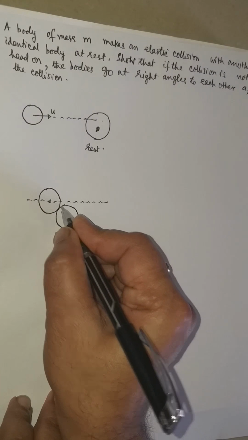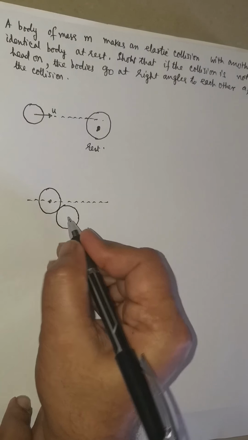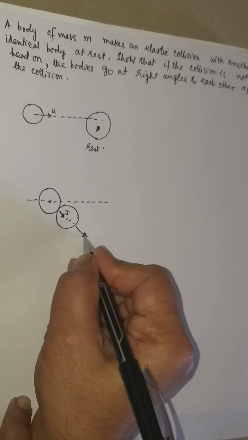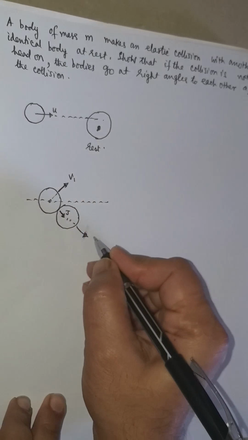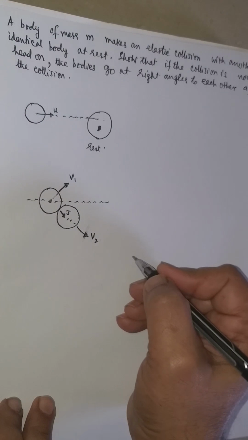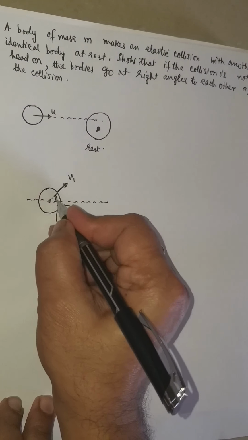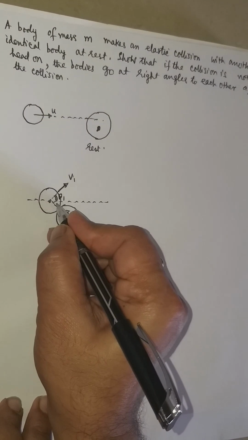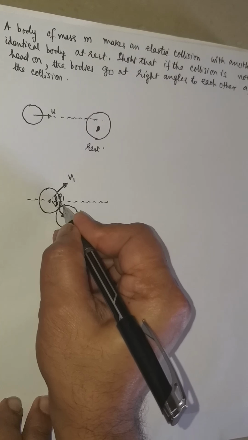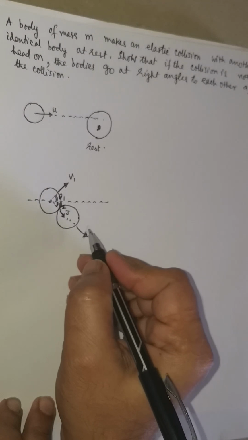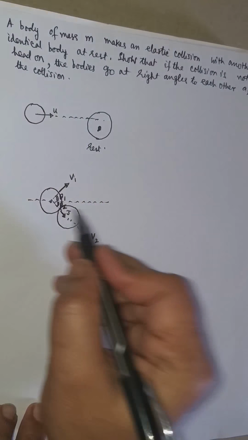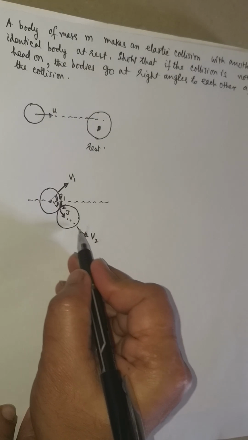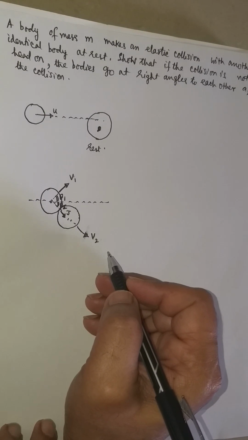So as it was at rest, it receives an impulse in this direction, so no doubt it starts moving along this direction. And the first body, let us say it starts moving along this direction, and the velocities are v1 and v2. For the time being, let us take this angle as theta 1 and this angle as theta 2. That is, theta 1 is the angle with the reference line the first body's final velocity is making, and theta 2 is the angle made by the second body's velocity with the reference line.